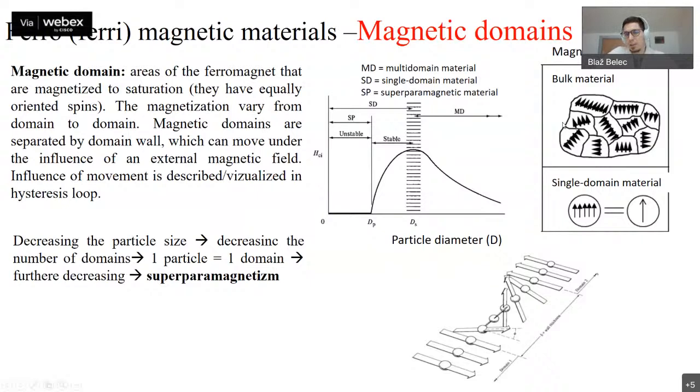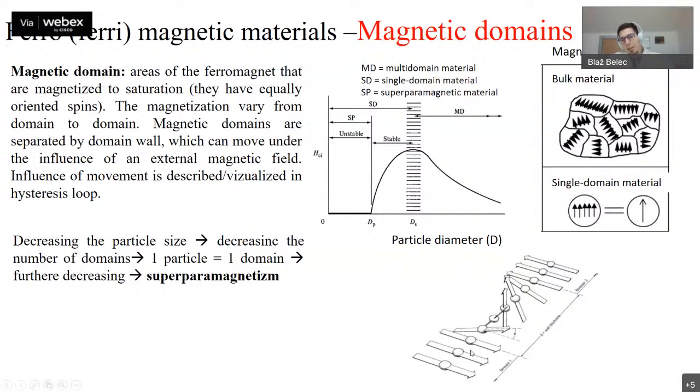As we can see here, this happens in the bulk material. We have different domains where inside each domain the spins are oriented in one direction. So we have some net magnetization in this direction, but in another we have the net magnetic moment pointing the other way. Magnetic domains are separated by domain walls, which can move under the influence of the external magnetic field. And this influence can be described or visualized in the hysteresis loop, which I will present a little bit later.